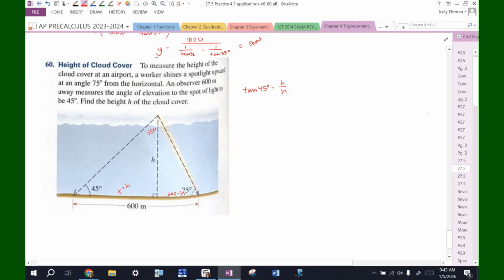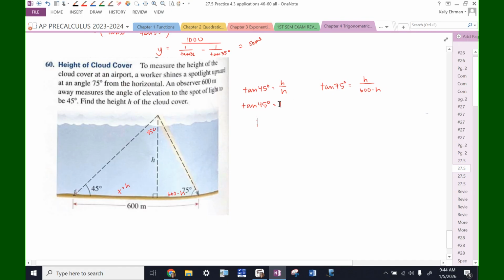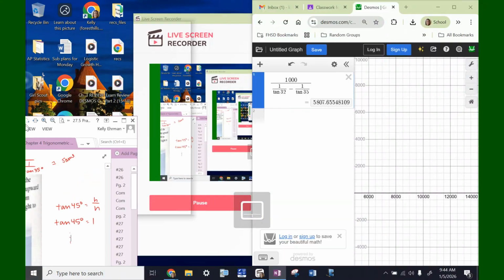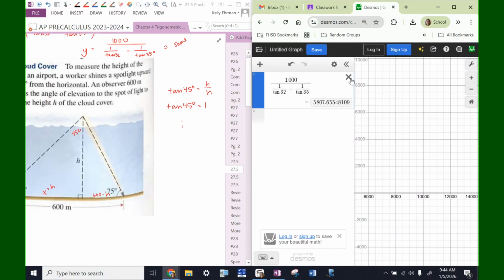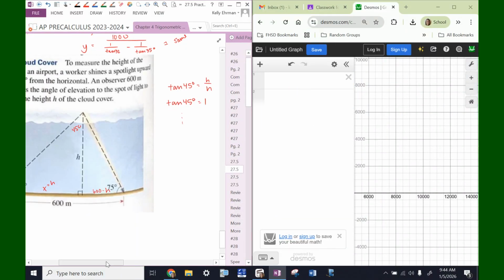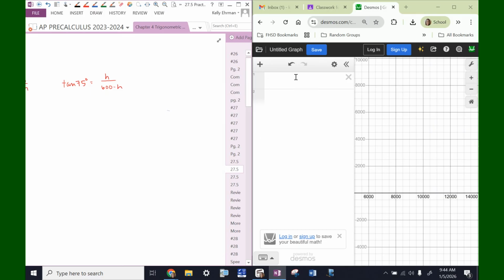And then over here, we have the tangent of 75 degrees is equal to h over 600 minus h. Now, this is the one we can actually work with, because the other one kind of gives us a dead end, right? Tangent of 45 degrees equals 1. There's nothing to solve there. Here, we do have something to solve. I could just type this in over here on Desmos, or I could solve for h. I'll do both. Let's type in this equation.